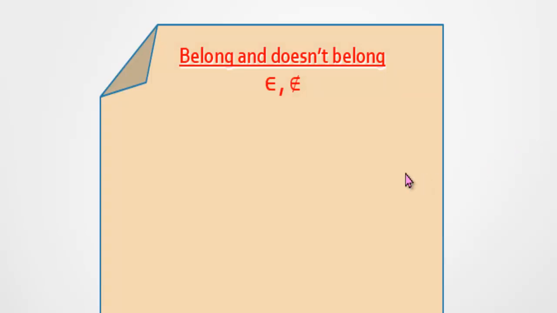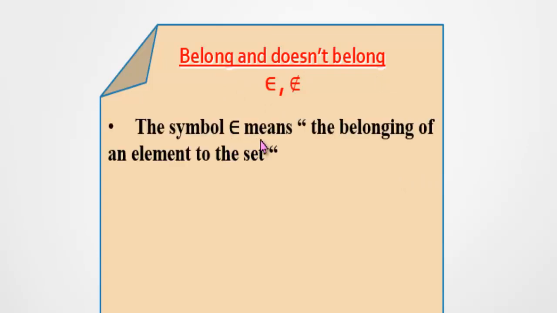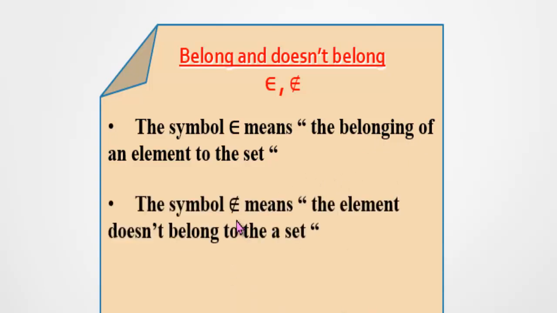Now, let's remember what belong and doesn't belong mean, and what are the symbols we use for belong and doesn't belong. This symbol means the belonging of an element to the set. This means that this element is found inside of this set, while this symbol means the element doesn't belong to the set. This element is not inside of the set.